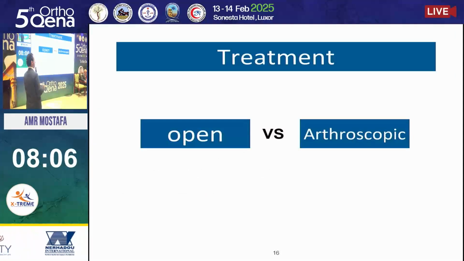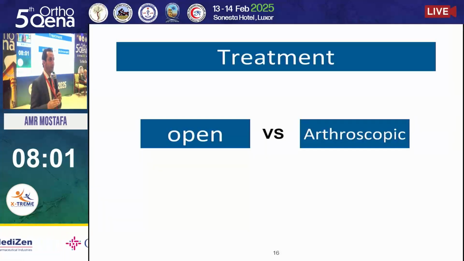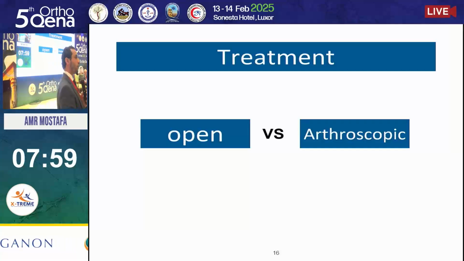And so, how to reconstruct a scapholunate complex? To do it open or to do it arthroscopic? I think in order not to be invasive and to save as much of the nerve supply of the joint as possible, it's better to go arthroscopic, okay?